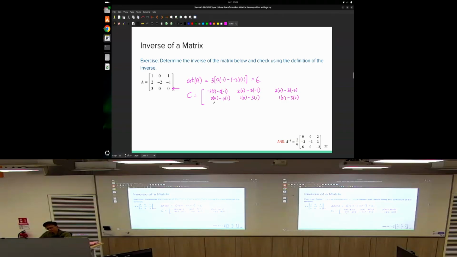Then finally we have last row, first column. So 0 times minus 1 minus 2 times 1. Then 1 times minus 1 minus 2 times 1. Finally, 1 times minus 2 minus 2 times 0. So this is your cofactor matrix. Then I have not put in the plus minus plus. So put a minus here, minus, minus, and there's a minus here. So there are 4 minuses, because it's plus, minus, plus, minus, plus, minus, plus, minus, plus. So if you write out everything, it looks like that.